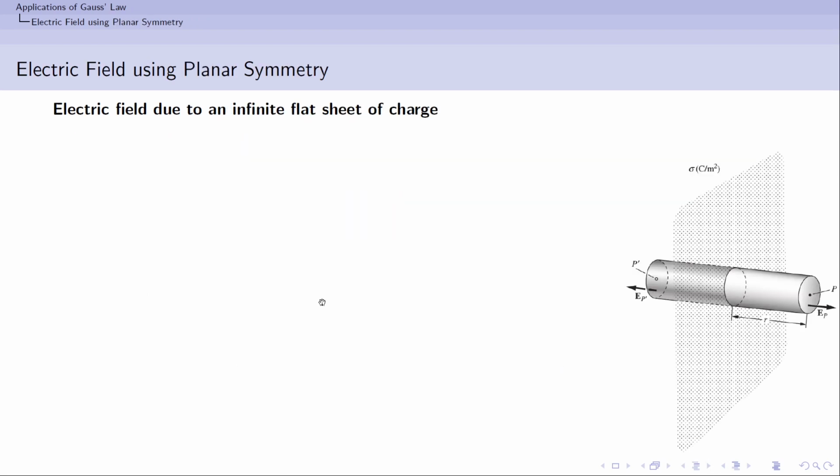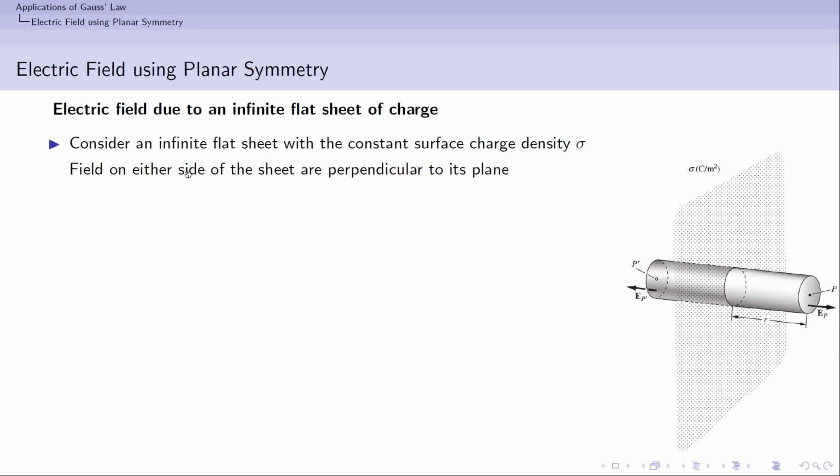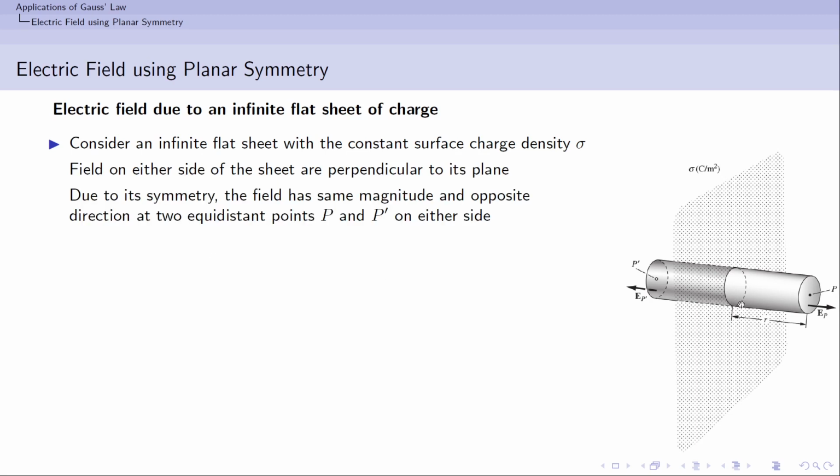Now finally, coming to the electric field using planar symmetry. I want to find the electric field due to an infinite flat sheet of charge. This is the sheet, a flat sheet, infinite in extent, with a surface charge distribution of sigma. I want to find the electric field at points on either side. Because of the symmetry, the field on either side is perpendicular to the plane, and the field has the same magnitude in opposite directions at two equidistant points.